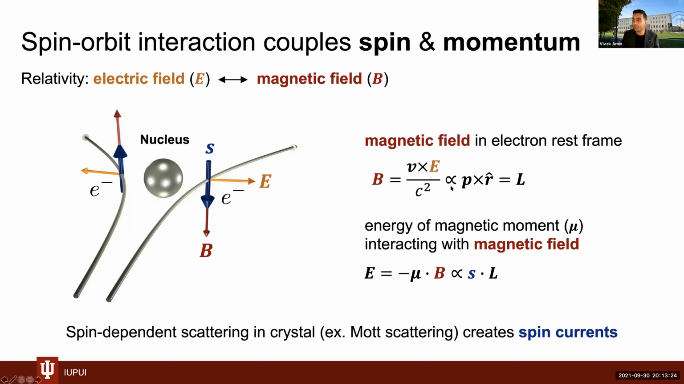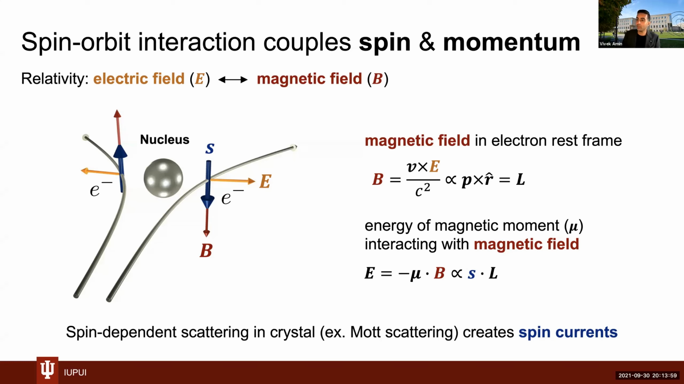So what that tells us is when electrons scatter through crystals, they see an effective magnetic field that is proportional to their angular momentum. We also know that any spin has an associated magnetic moment, and if you put a magnetic moment in a magnetic field, there's an energy cost depending on whether the moment is aligned or not aligned with the field. Since spin is proportional to the magnetic moment of the electron, and the magnetic field is proportional to the angular momentum, we see that spin and orbital angular momentum are coupled with each other.